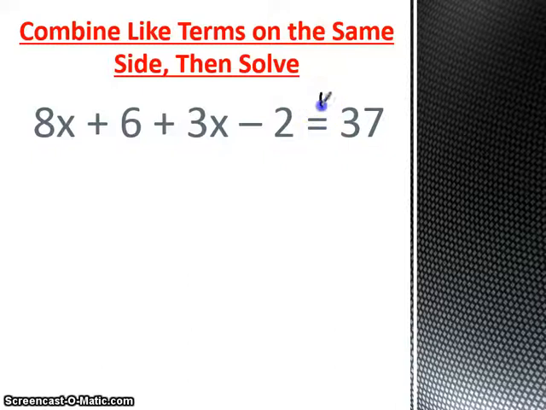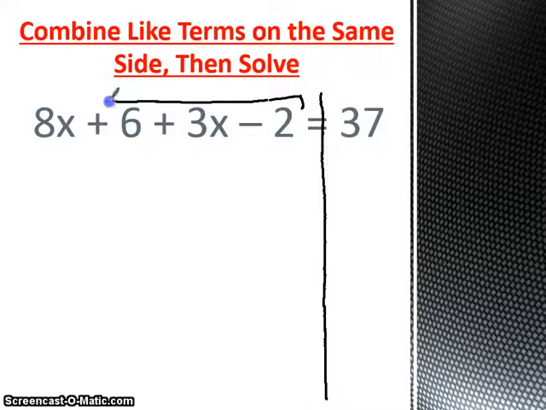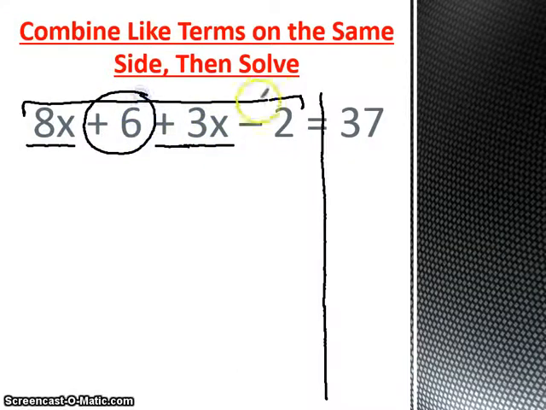This example likewise has like terms on the same side, so I'm going to draw this line down to help you focus on just this side of the equation because it contains two pairs of like terms. Remember, if you ignore that 37 here and just look at this side, you know that variables with the same exponent are considered like terms, so we have 8x and plus 3x. But you also know that constants are like terms, so we can combine positive 6 and negative 2 as well. 8x plus 3x makes 11x, and positive 6 and negative 2 makes positive 4.